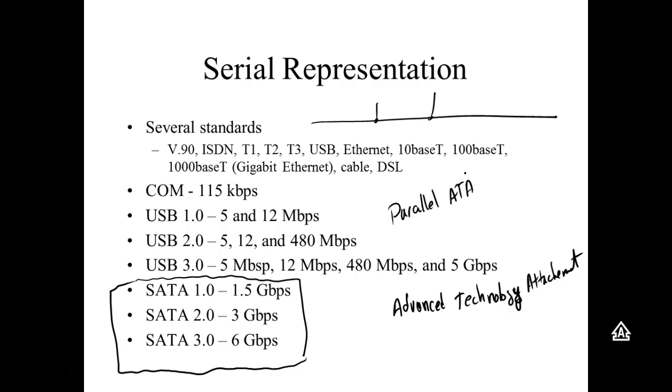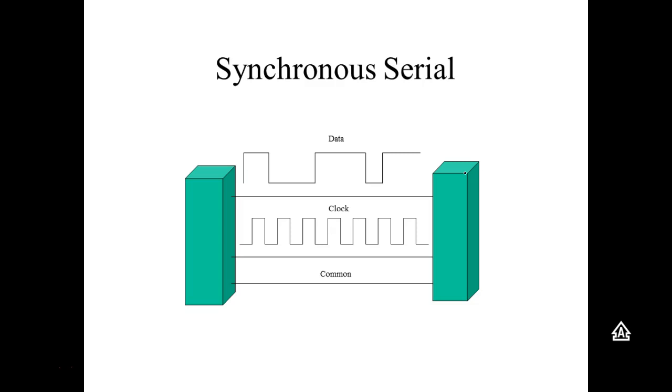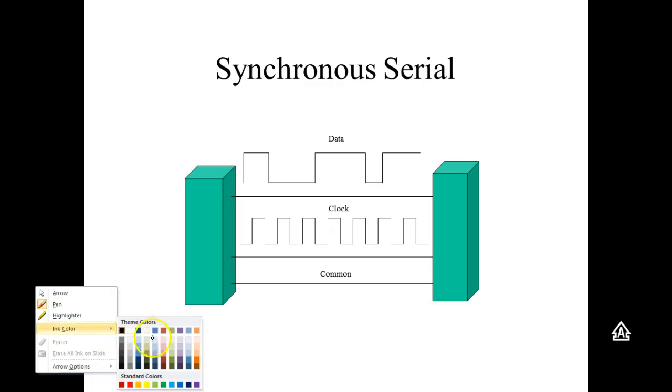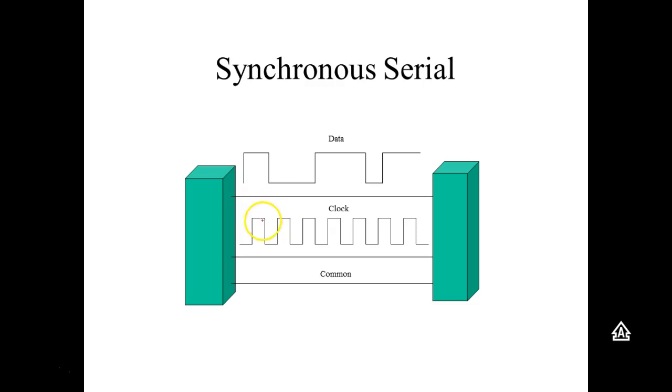Serial ATA is now the primary method to run high-speed mass storage devices like disk drives. Here, we have two ways we can send data. We can send what we call serial. We can do what we call synchronous serial, which means the receiver would only read the data on an edge of a clock.